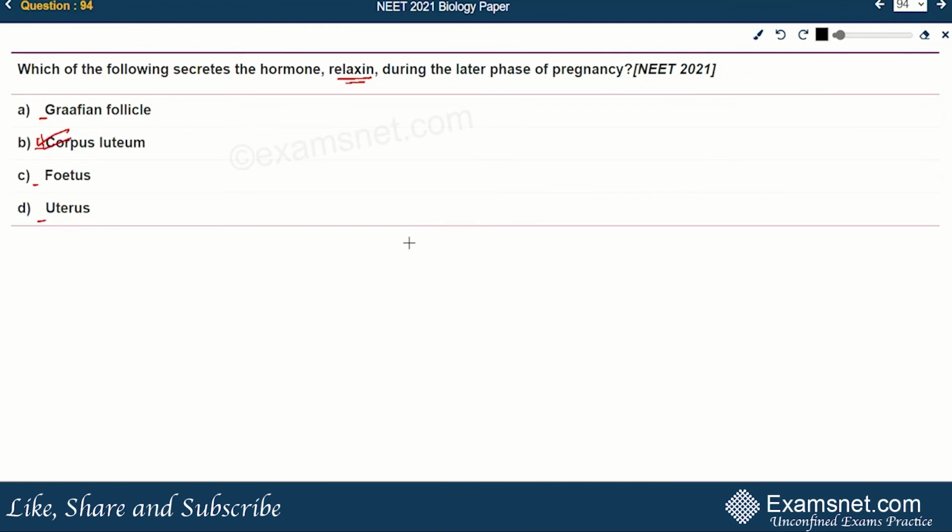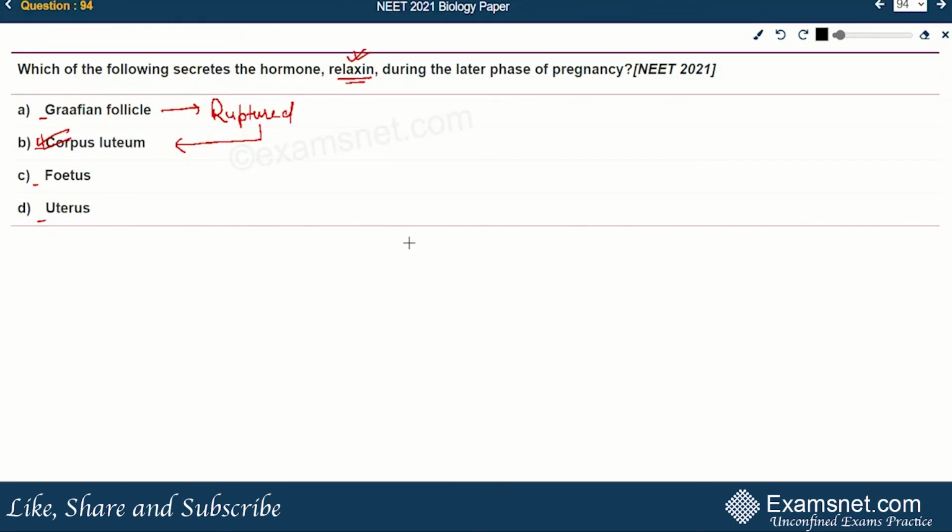Okay, what is corpus luteum? It is the ruptured Graafian follicle. That means when the Graafian follicle gets ruptured, it leads to the formation of corpus luteum. Okay, and this corpus luteum has endocrine function. That means it secretes various hormones. One of them is relaxin, which is produced during the later phase of pregnancy.